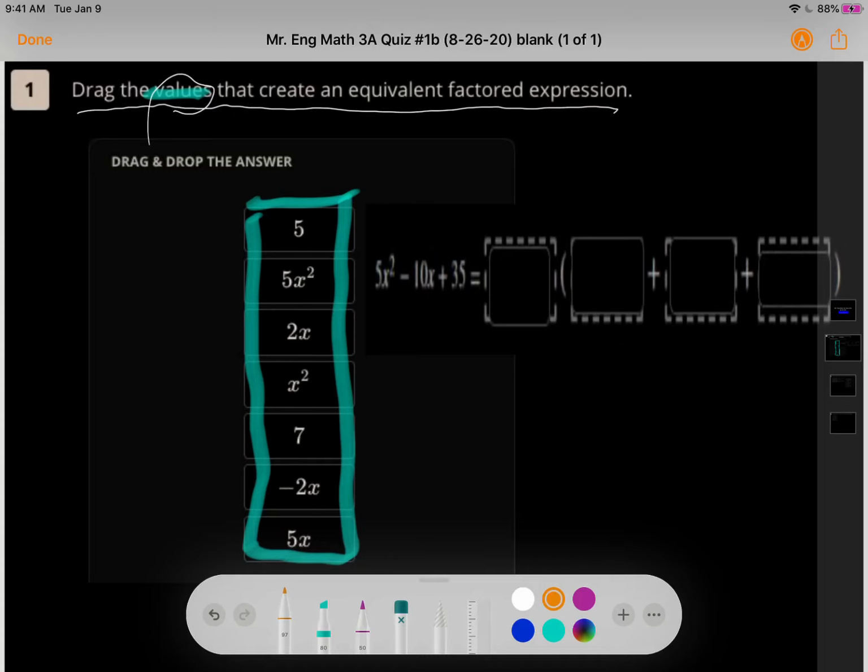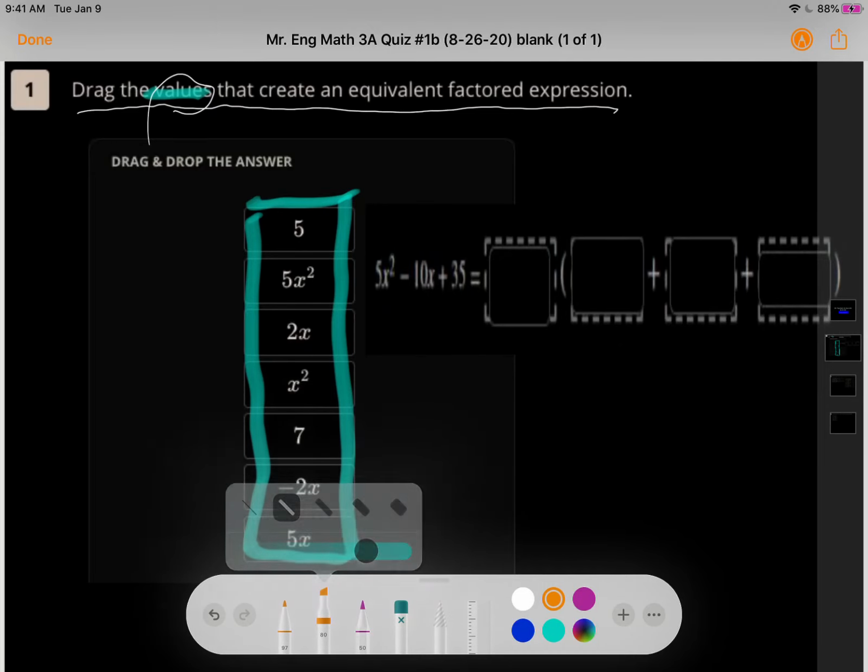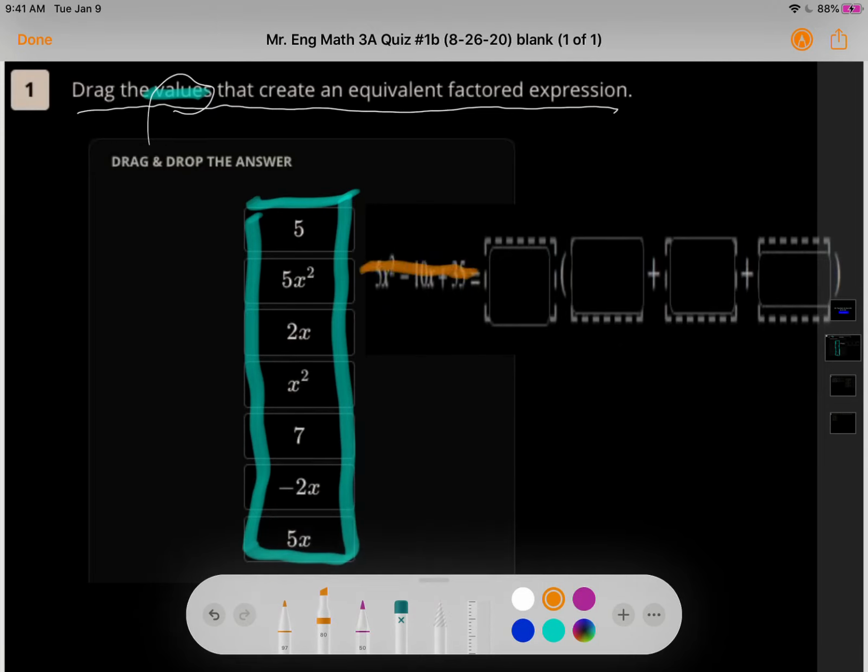So basically, we need to factor this thing. What's the very first thing you do in your factoring tree? Well, the first thing is I'm going to count the number of terms. 1, 2, 3. So it's a trinomial. And the very first thing I'm going to do is always take the greatest common factor.